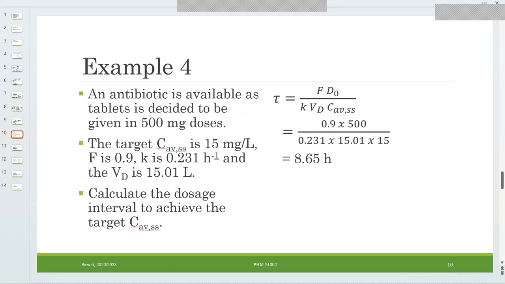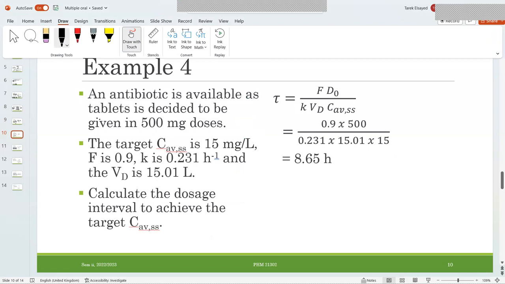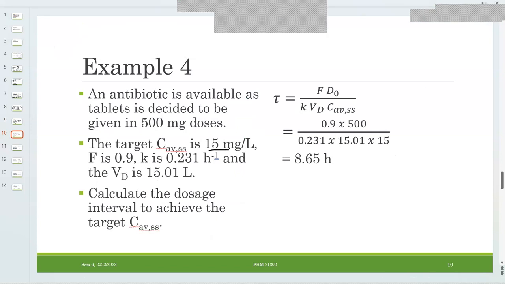Now we reverse it, the other direction. An antibiotic is available as tablets, decided to be given in 500 milligram doses. So they give you the dose, and they give you the target average steady state concentration to be achieved, 15 milligram per liter. And they want you to calculate the dosage interval, tau.